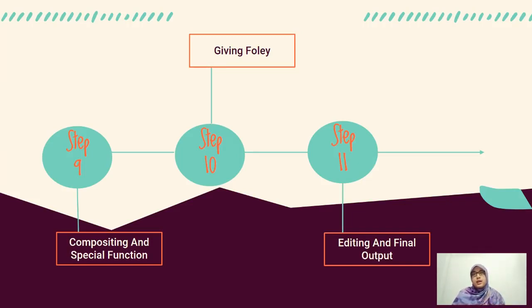So the last and final step is editing and final output. All the elements that have been created before, such as the recorded voice, the sound effects, and the composited renders, are combined together in order to create a cohesive animation as expected in the beginning of the process.